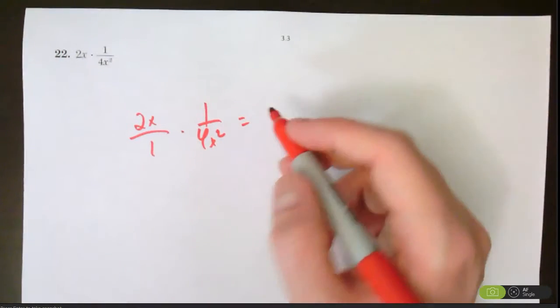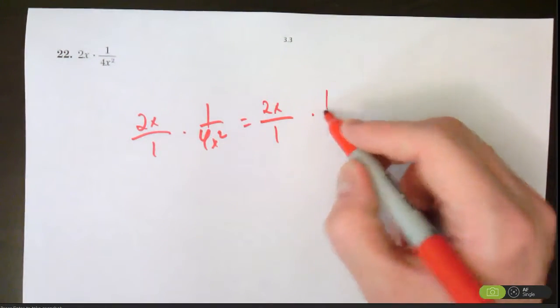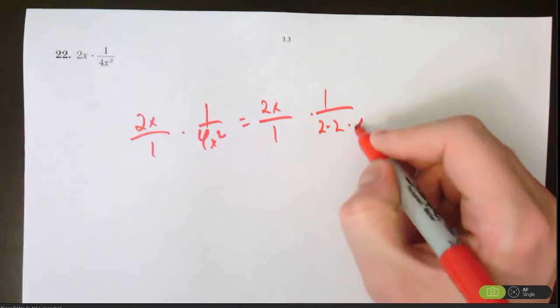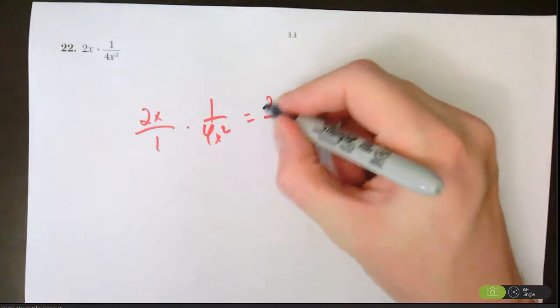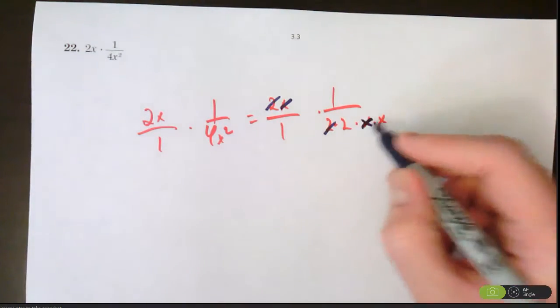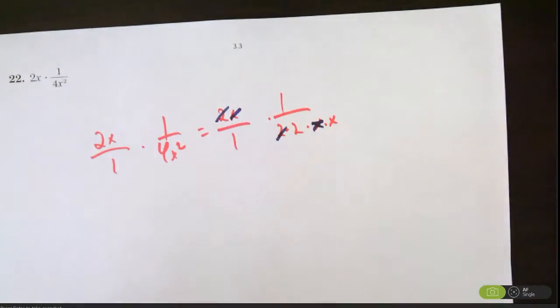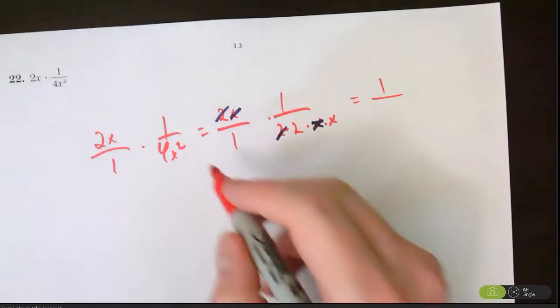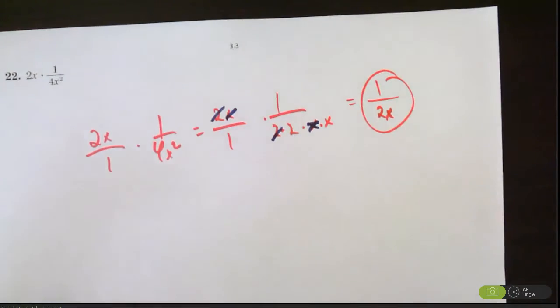Now, what I would suggest you do, and as I suggested in class, is to break down the 4, which is 2 times 2, and the x squared, which is x times x. The reason I suggest that is it makes it really easy when it comes time to cancel. We will lose one 2, and we will also lose one x. That's also gone. So that gives us on top 1 times whatever, well, nothing, well, 1, and then 1 times 2 times x, which is 2x. There we go. So 1 over 2x.